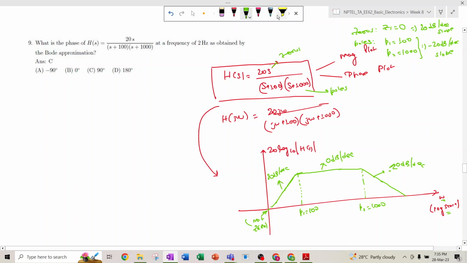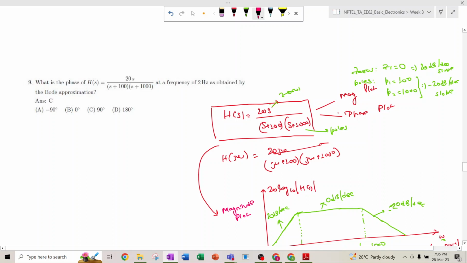Okay, so this is the magnitude plot. Similarly, for the phase plot, the zeros contribute plus 90 degrees and the poles contribute minus 90 degrees.